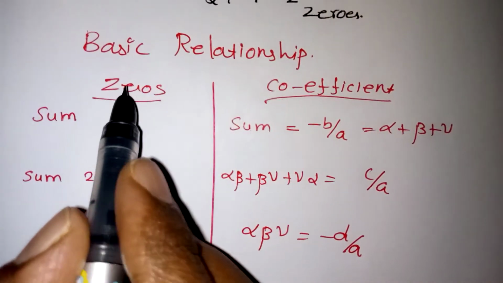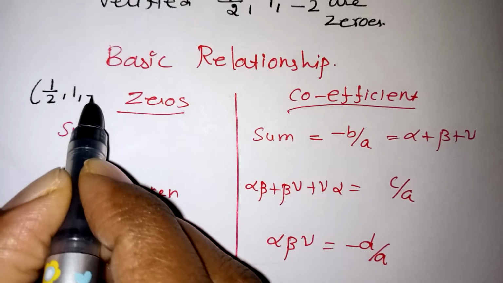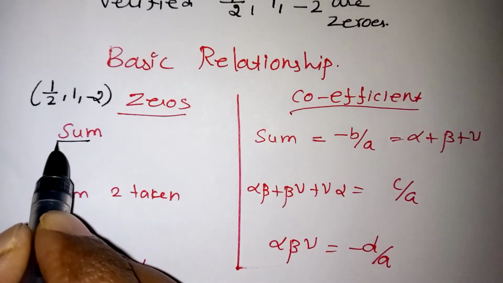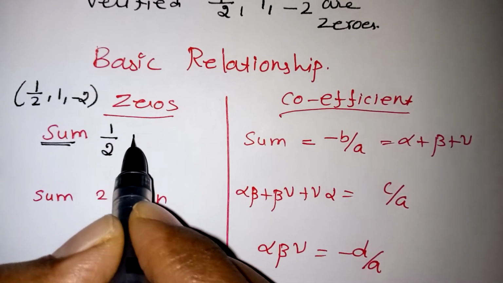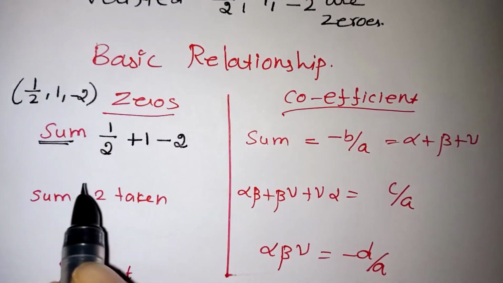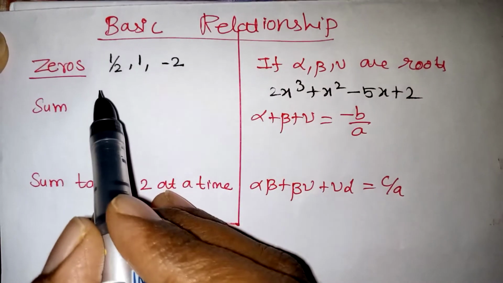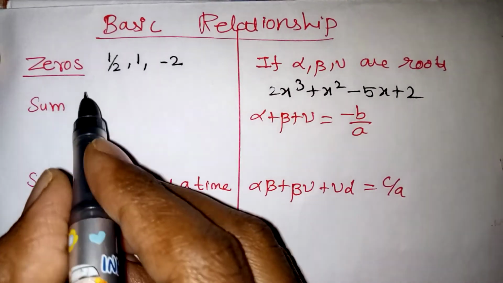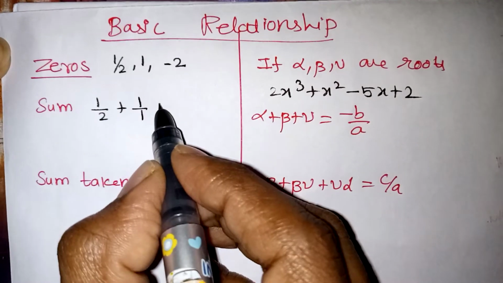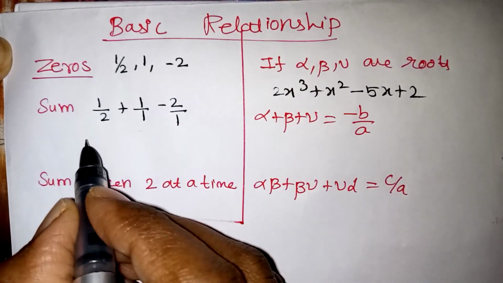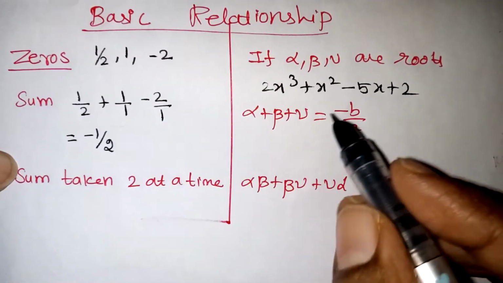Here, students, the zeros given in the question are 1 by 2, 1 and minus 2. First I am going to find the sum. I have to add all these three: 1 by 2, 1 and minus 2. Using zeros, given the 3 zeros I have taken, first we are going to find the sum. Sum is very easy. 1 by 2 plus 1 by 1, minus 2 by 1. If you take the LCM and add, we are getting minus 1 by 2. In order to save your time, I have done the addition alone.